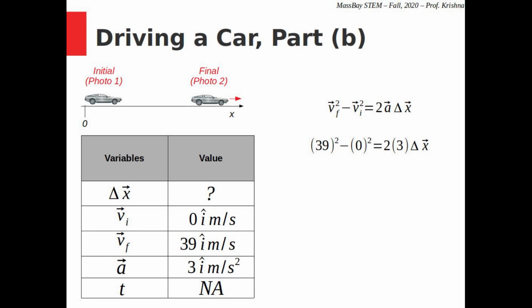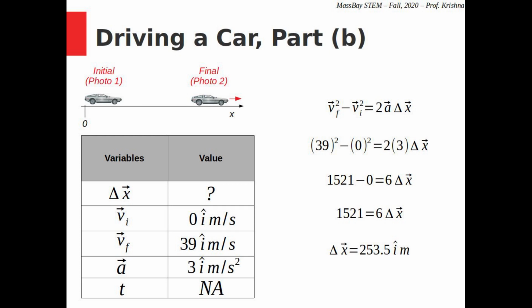Step 7. Substitute for the knowns and solve for the unknowns. The acceleration is still 3 meters per second squared, initial velocity is still 0, and final velocity is still 39 meters per second. 39 squared is 1,521. 0 squared is, of course, 0. And all that equals 2 times 3 times displacement. Simplifying and dividing both sides by 6, we get a displacement of 253.5 I hat meters. That's the displacement that the car experienced between the two photos.